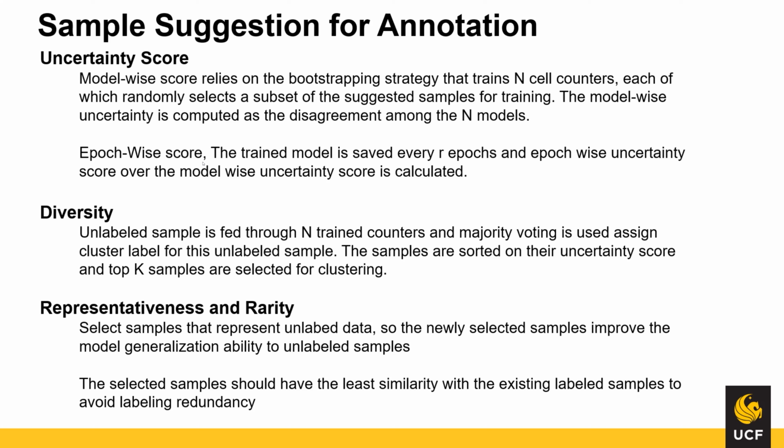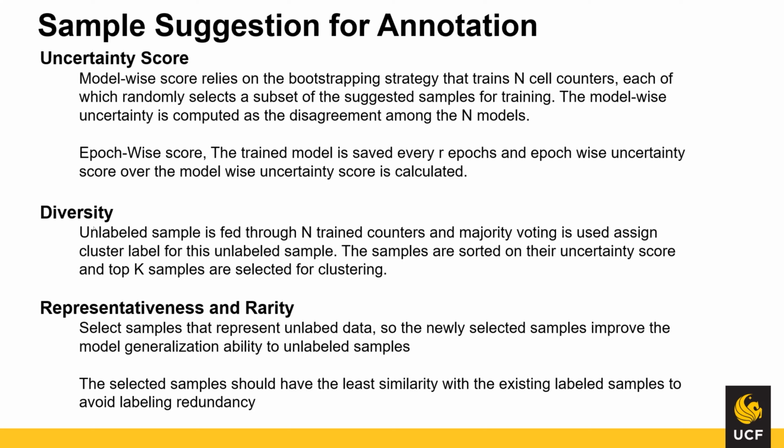And then they also calculate the epoch-wise score. And this is actually the novelty of the paper, I believe. The trained model is then saved every R epochs, and the epoch-wise uncertainty score over the model-wise uncertainty score is calculated to make sure that they are selecting the most representative samples.